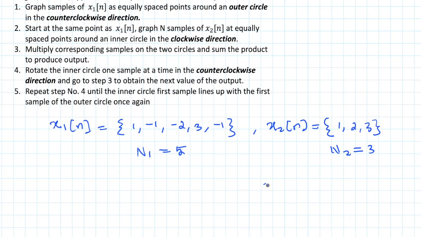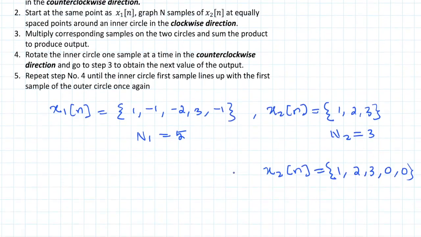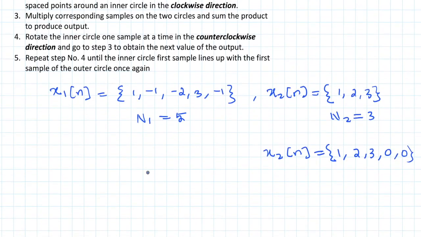So I'm rewriting the value of x2 of n as 1, 2, 3, then 0, 0. Okay, so this is the peculiarity of the circular convolution. Both of them should have the same length and our output will be of the same length. So here I can write the common length of the signals as N equal to 5.